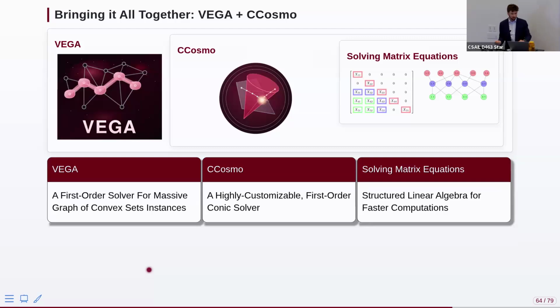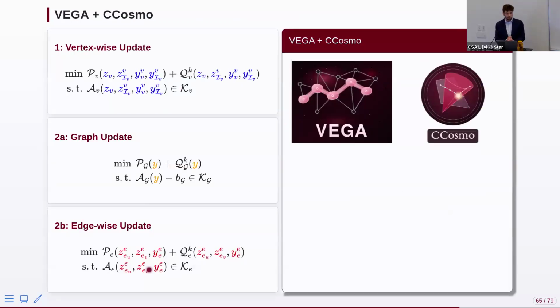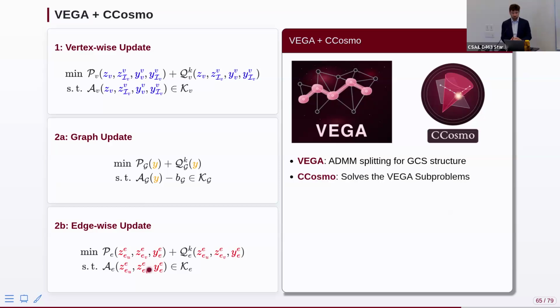So finally, I want to tie it all together. How does Vega actually perform on our GCS instances? Remember that the key computational bottleneck in Vega is that I need to solve a bunch of quadratic conic programs repeatedly. And so Vega is itself an ADMM splitting for the GCS structure. And internally, C-Cosmo, which it's built on top of, is using ADMM to solve the thing. So there's ADMM inside of ADMM.